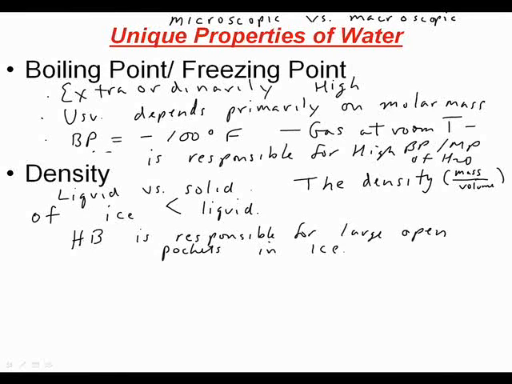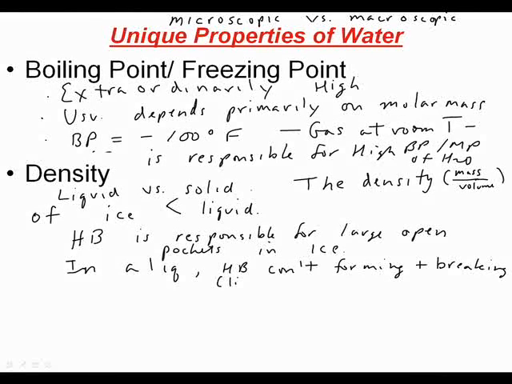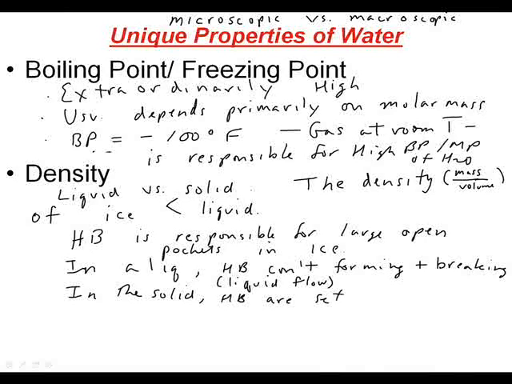Think about this. In a liquid, we have these hydrogen bonds continuously forming and breaking. All right? Liquids flow over each other. Liquids flow. They are not rigidly set. So the hydrogen bonds are forming and breaking. But in a solid, the hydrogen bonds are set, rigid. And it is a beautiful pattern that makes up snowflakes. It is huge hexagonal or six-sided holes in ice that's set up. All right.